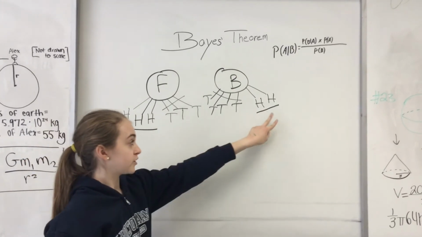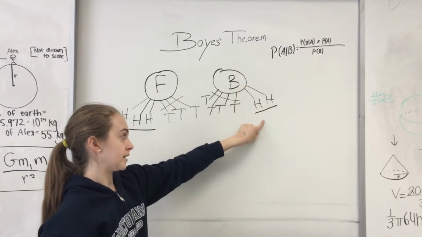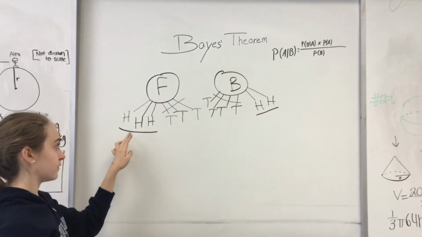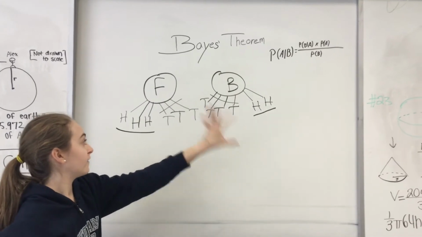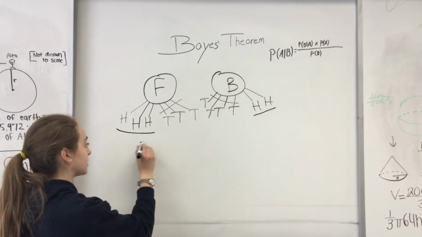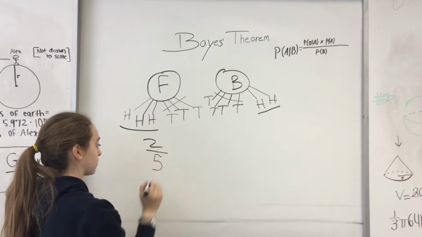Now we want to find the probability that this was the biased coin that we flipped. Because there are 2 branches over here from the biased coin that lead to heads, and 3 branches over here from the fair coin that lead to heads, we know that there is a 2 in 5 total chance that we just flipped the biased coin.